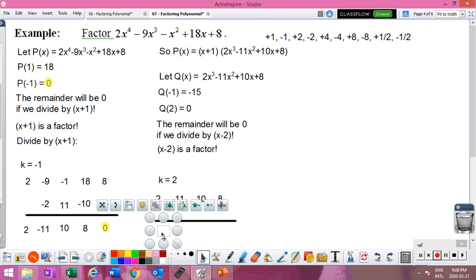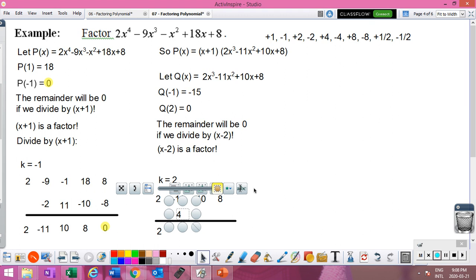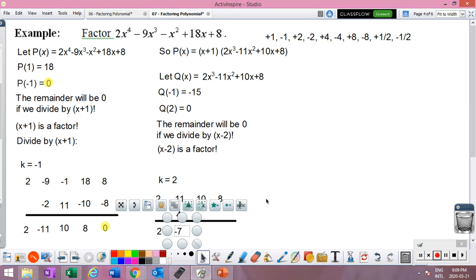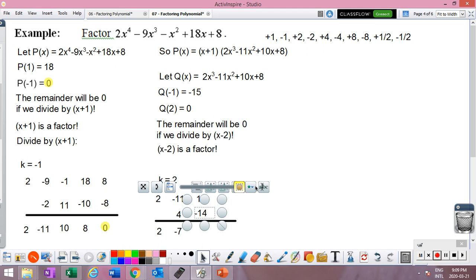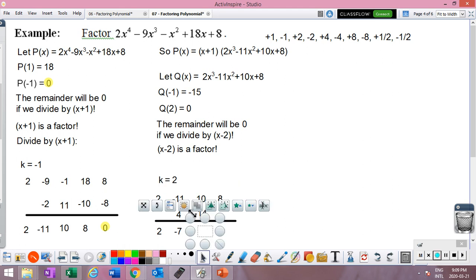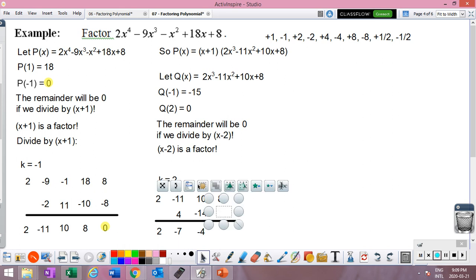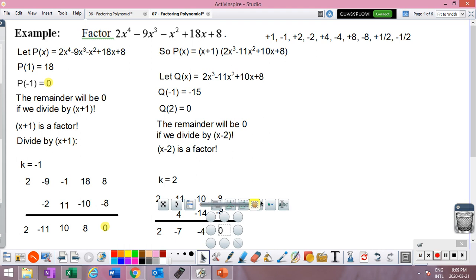Bring down the first coefficient. Multiply by the k value to come up here. And then add those two, -11 and 4. I get -7. Then multiply by the k value. This becomes -14. Add those two. I get -4. Multiply by the 2. I get -8. And when I add, there it is. So exciting. 0 as the remainder, as predicted.